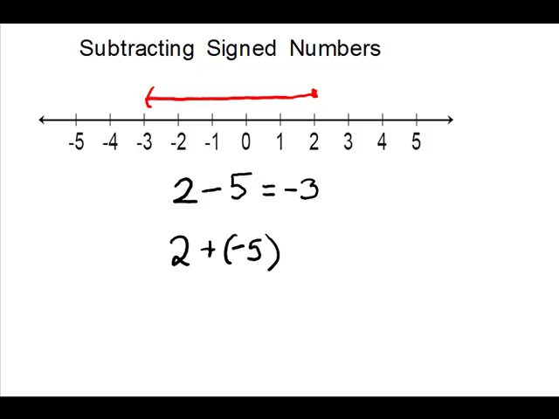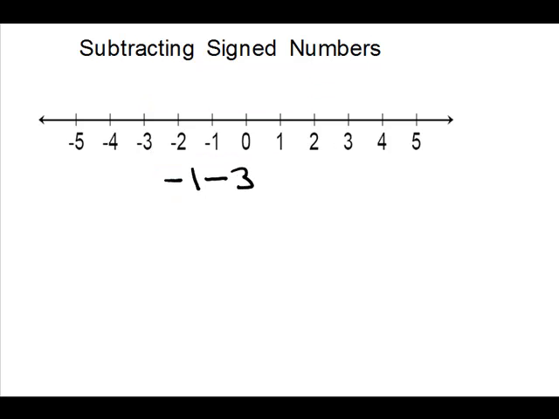And if we graph it, we would start at 2. And if we add a negative, it's getting smaller. If it's getting smaller, we're going to the left. 1, 2, 3, 4, 5. And we also land at -3. So if we subtract a positive, or if we add a negative, we are getting the same result.